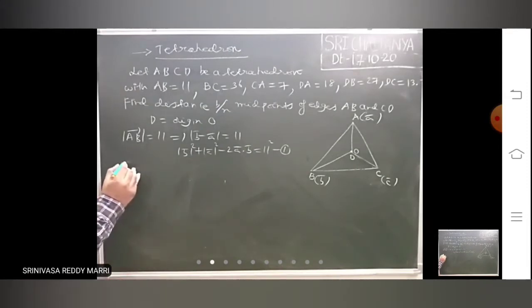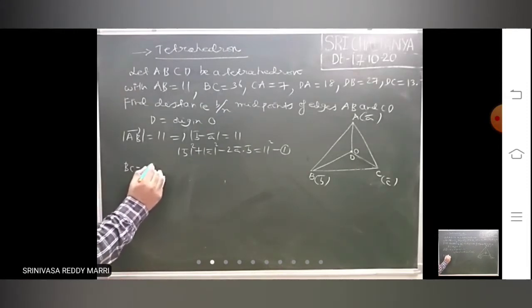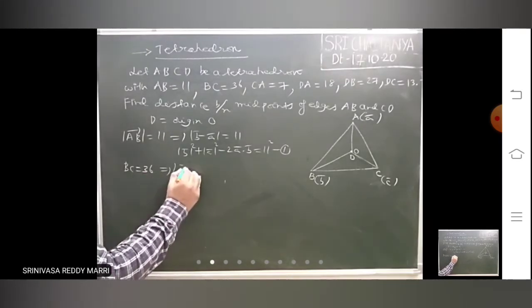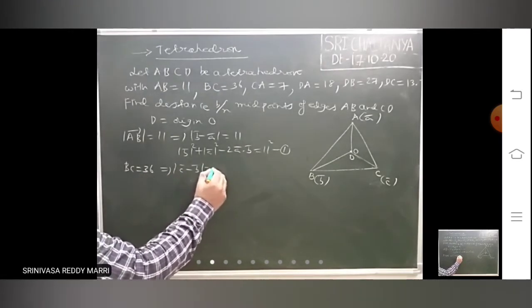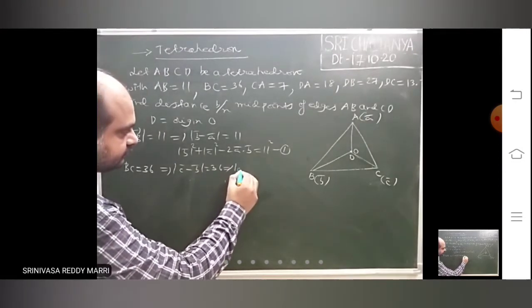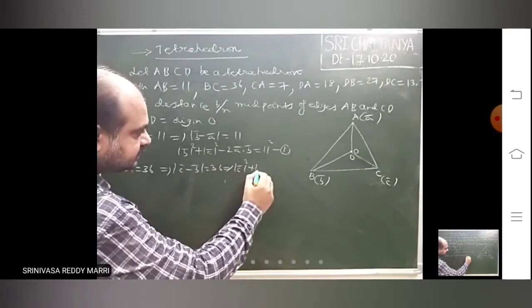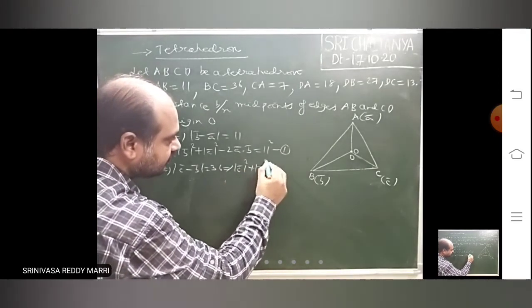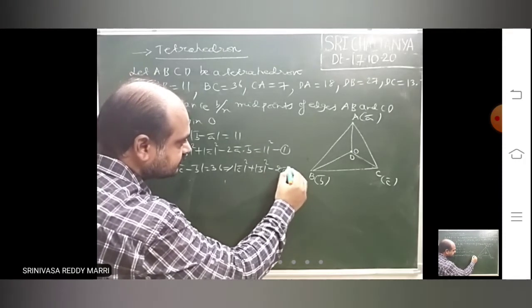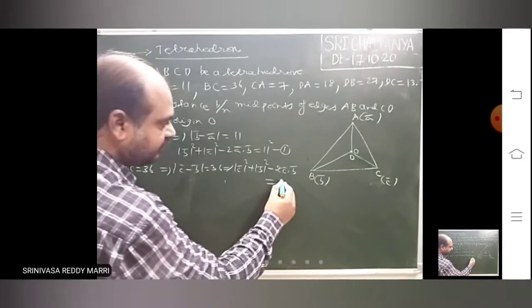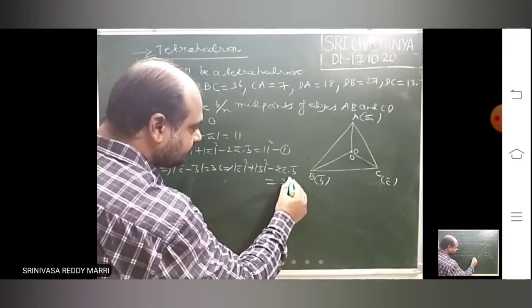Next, BC equal to 36. BC is modulus OC bar minus OB bar, which is 36. From this you will get modulus C bar square plus modulus B bar square minus 2 C bar dot B bar equal to 36 squared.